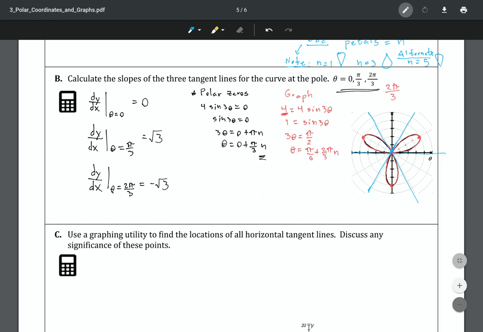But the slopes on these would therefore be positive square root of 3, negative square root of 3, and then of course you have 0. So y prime is 0 here. So again, you have those lines, and then you're just looking for the slopes, right? So that's how you found it.